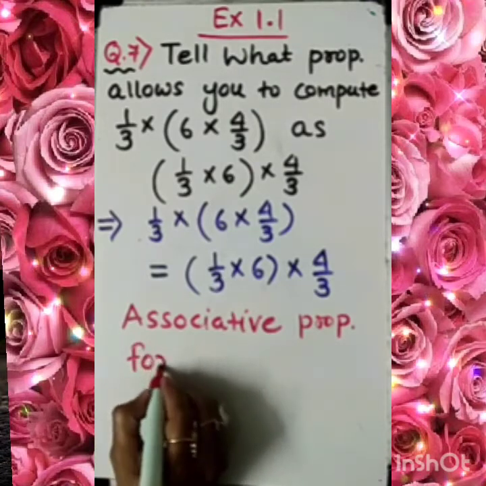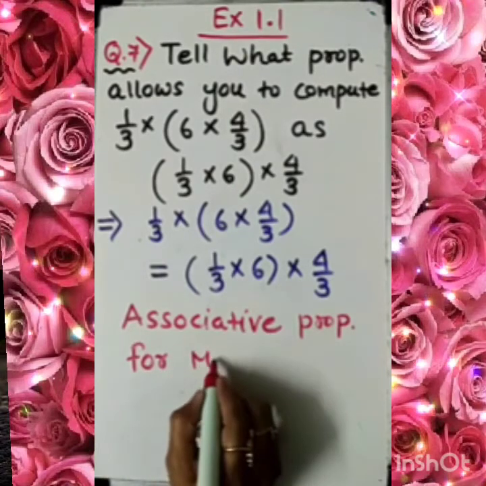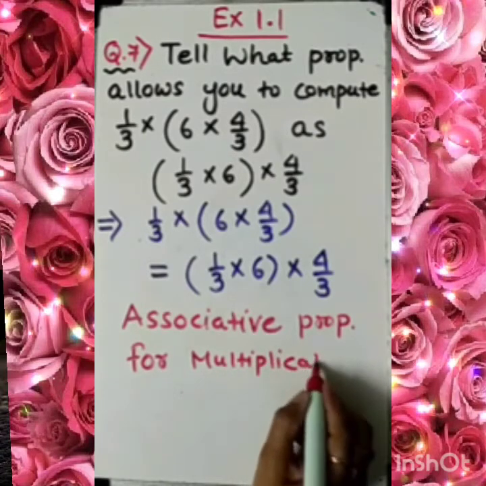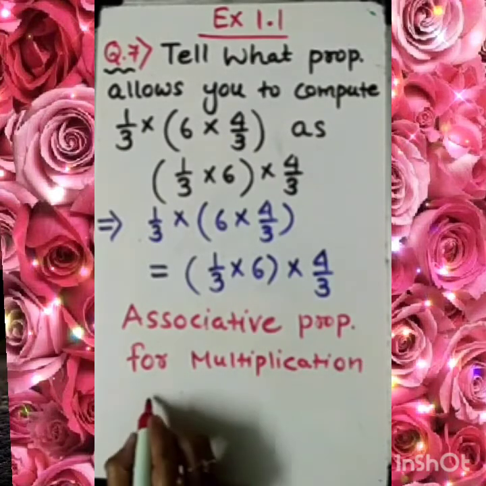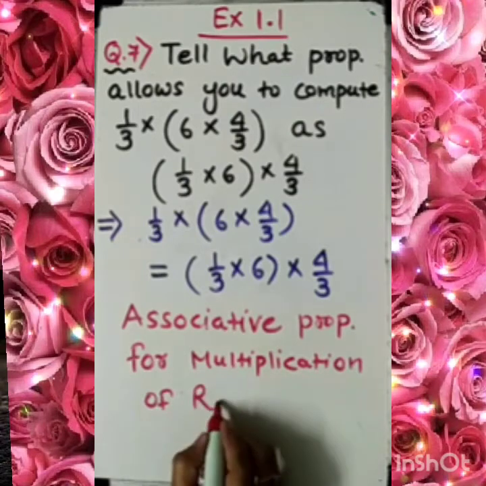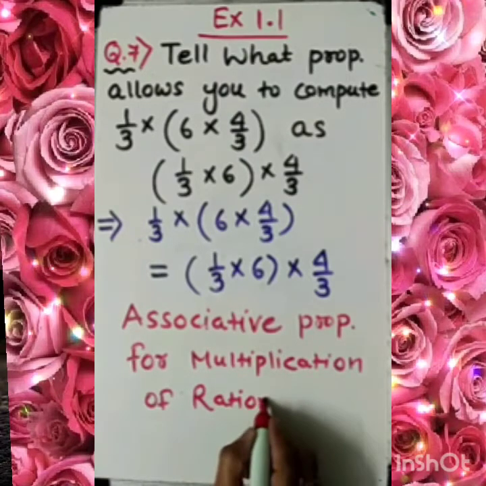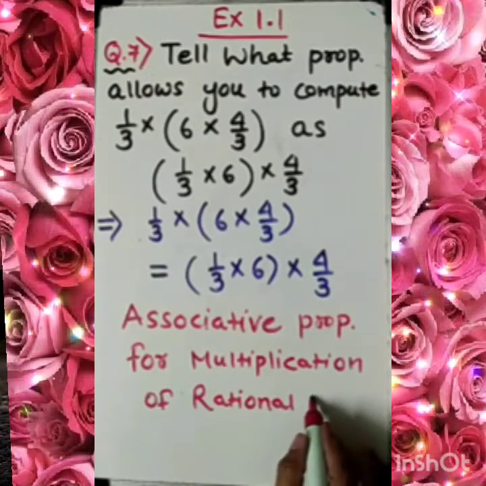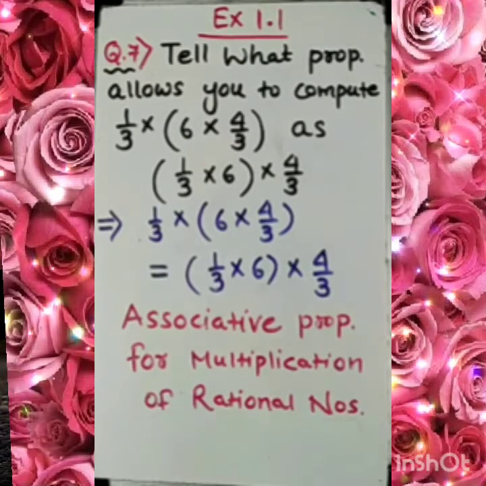for multiplication of rational numbers. Also you can mention if you want to mention associative property for multiplication of rational numbers.